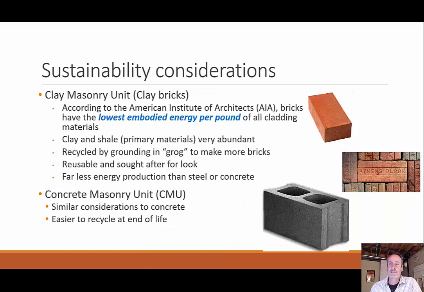As with all of our other topics, we should hit on the sustainability of masonry. So if we look at these clay masonry units, according to the American Institute of Architects, we have the lowest embodied energy per pound of all of our cladding materials. Cladding is going on the outside of our structures, right? Our fascia or whatever. So what that means is embodied energy per pound means the total amount of energy to produce our product, to place our product, is lower than any of the other cladding materials.